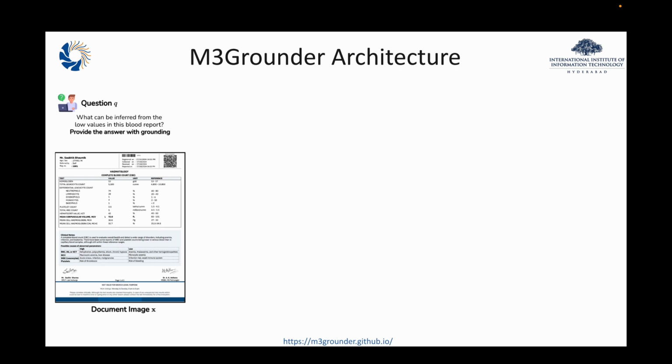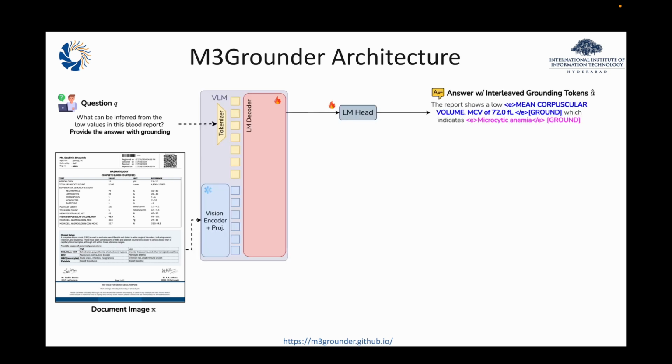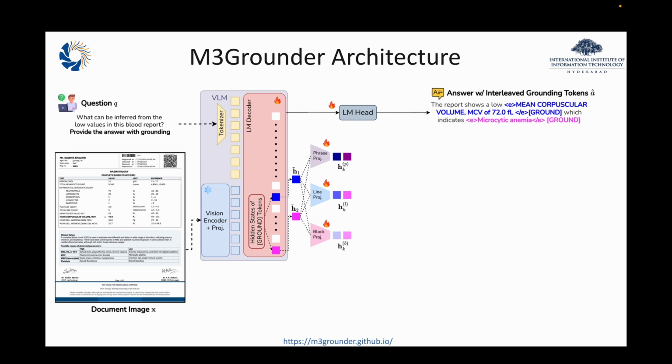Our contributions are: first, the M3Grounder architecture. The M3Grounder architecture takes in a question and a document image as input, which is fed to the VLM component within M3Grounder. M3Grounder produces an answer with interleaved textual ground tokens. These ground tokens are a special kind of token which are then collected and are sent to 3 individual MLP layers, one for phrase level, one for line level, and one for block level. These in turn produce one embedding for each ground token that is provided as input.